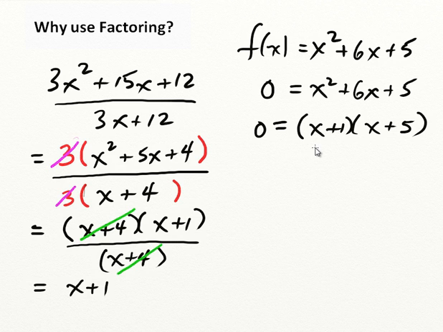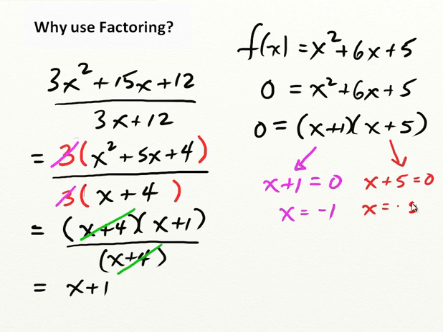So if we take a look at this term here, for x plus 1 in brackets to equal 0, well, that's true when x equals negative 1. And if I look at this other bracket and ask the question, well, when is x plus 5 equal to 0? Well, that's true when x equals negative 5. So very quickly, I have been able to find out some information about this quadratic.